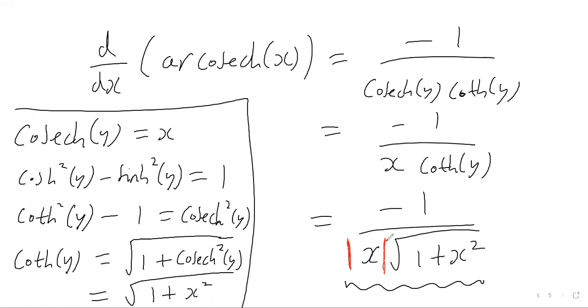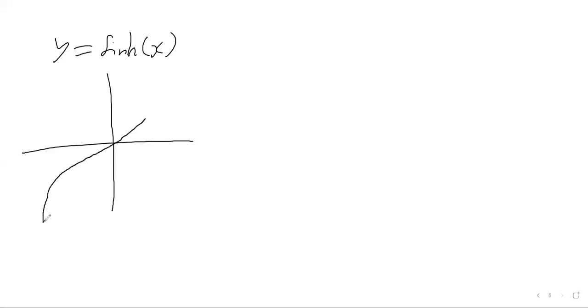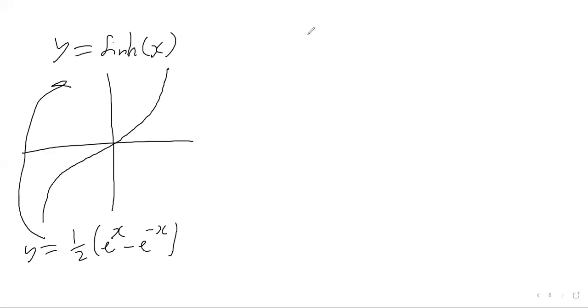So why must we do this? Well, again, let's look at the graph of arcosech. Let's start with the graph y equals sinh of x. We know that graph looks something like this. By the way, that's exactly the same graph as a half of e to the x subtract e to the -x, because that is exactly what sinh is. So that's that graph there. We've got an infinite domain from -infinity to +infinity.